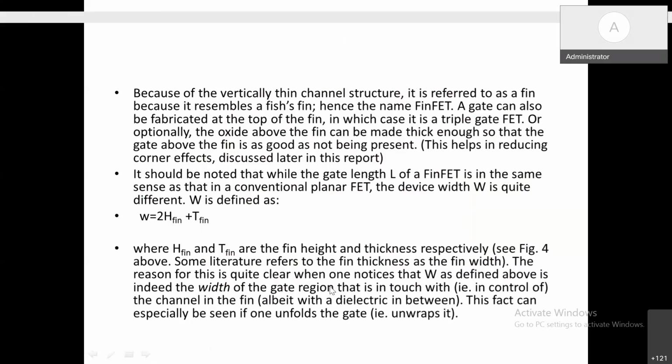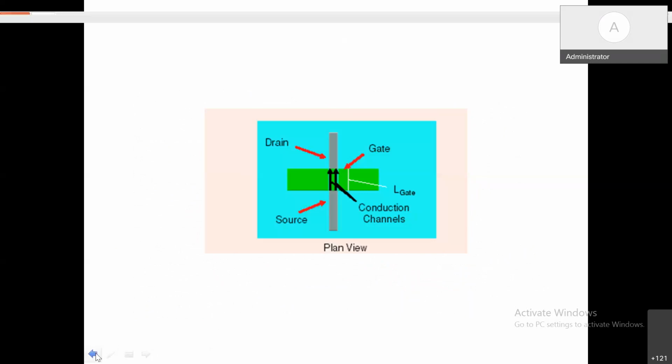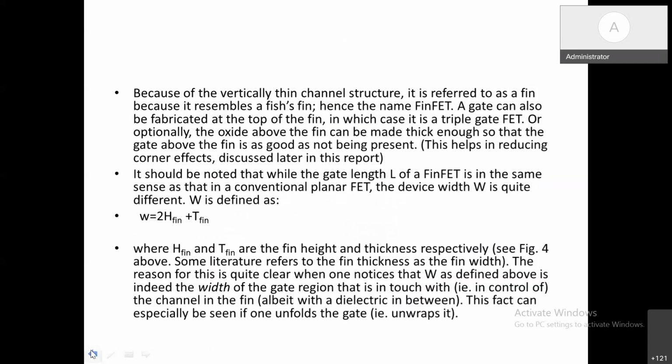So the width of the gate region that is in touch with the channel in the fin is on the two portions of the gate that are touching it. So only then do we have this formula: 2 into H fin plus T fin if a third gate is above the fin. If the third gate is above the fin, then the width of the FinFET is defined this way.